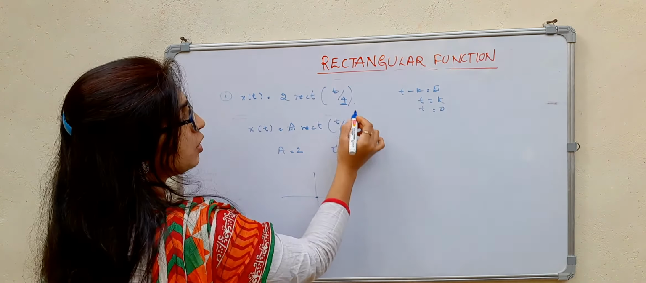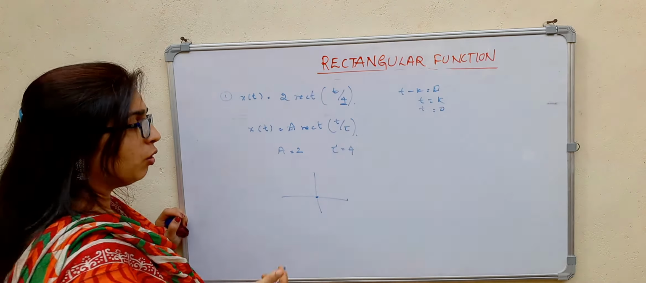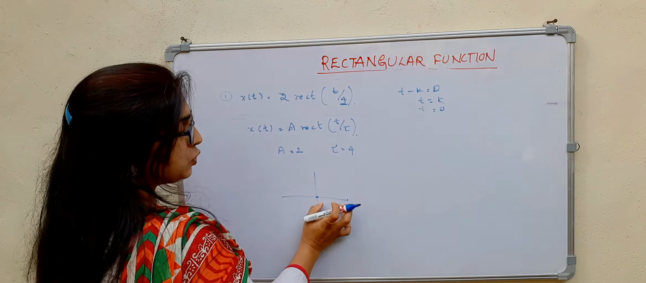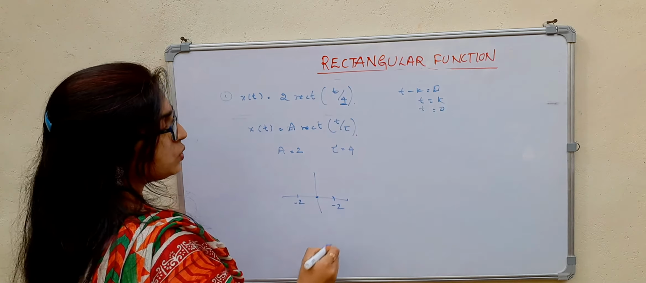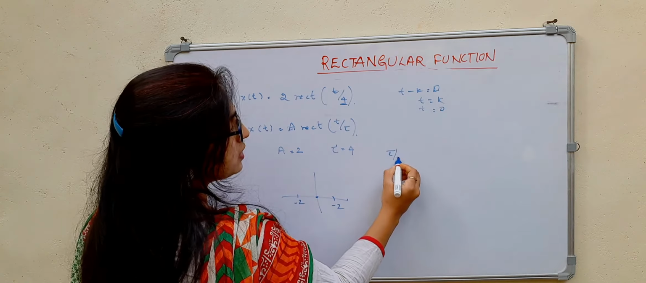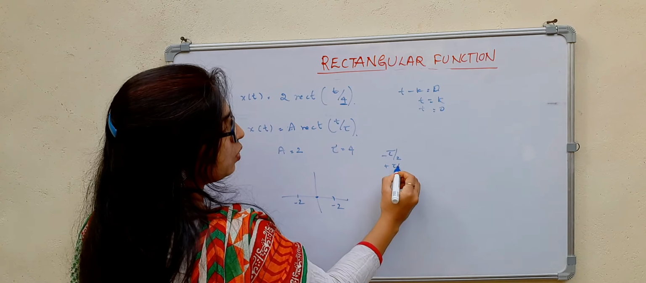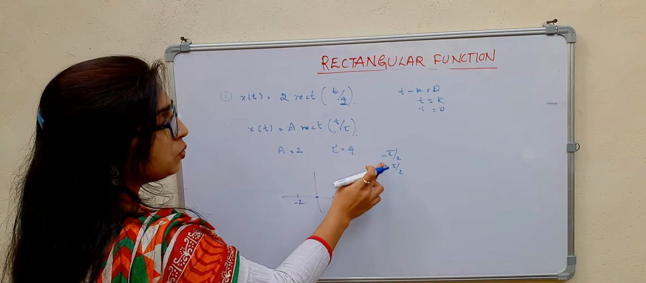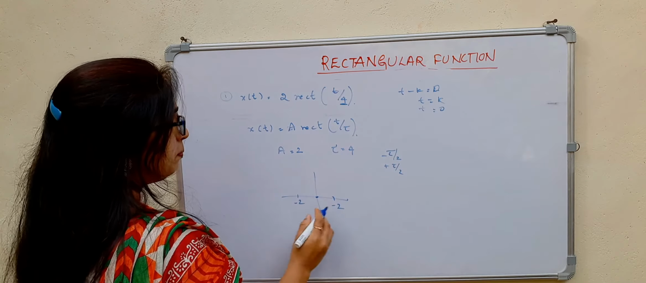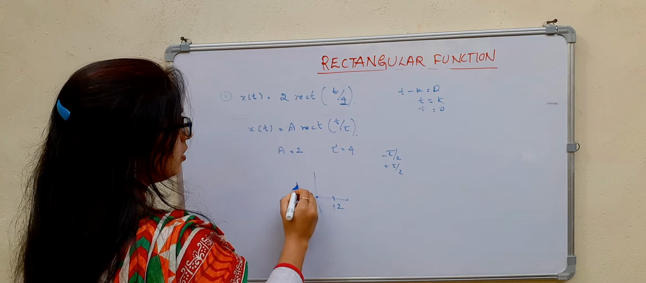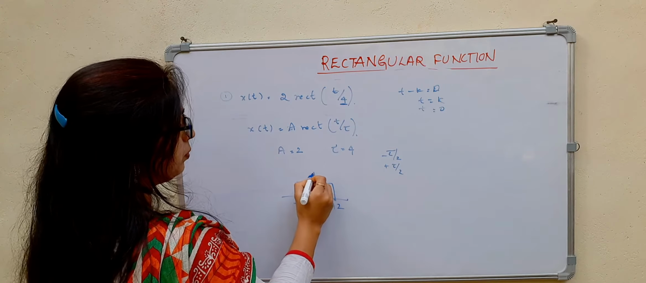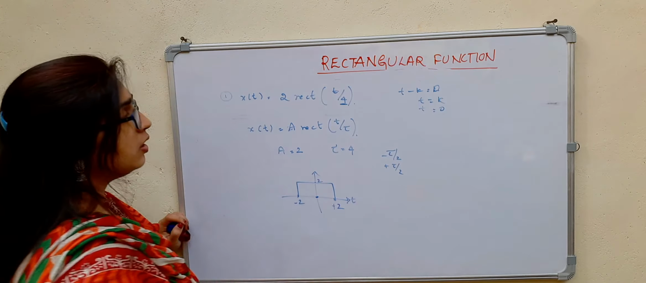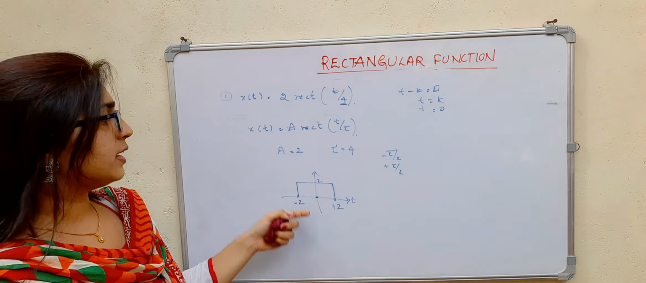What is your total width? It is 4. So to get 4, it should have equal widths on both sides. So I will consider here minus 2, 2, because minus tau by 2 and plus tau by 2. So tau by 2 is 2. So minus 2 and plus 2. What will be the height or the amplitude? That is 2. So this is your function x of t.